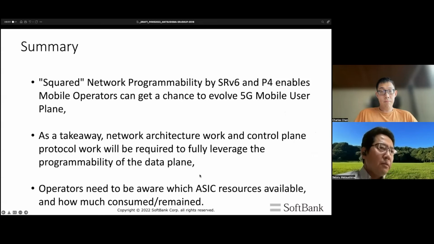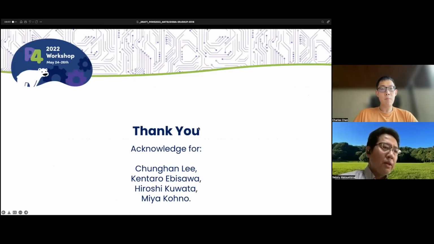So this is a brief summary of my presentation. SRv6 and P4 network programmability enables mobile operators to get a chance to evolve the 5G mobile user plane. As a takeaway, network architecture work and control plane protocol work will be required to fully leverage the programmability of the data plane. Operators need to be aware of which ASIC resources are available, and how much is consumed and remains. So I'm happy to share this summary of the takeaway. Thank you very much. I really acknowledge Chengan Lee, Kentaro Ebisawa, Hiroshi Kuwata and Miyako.